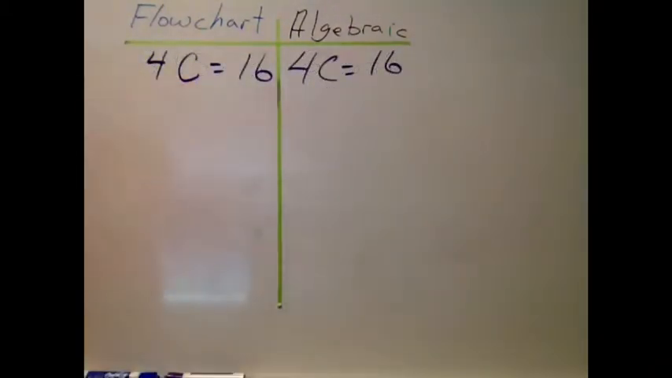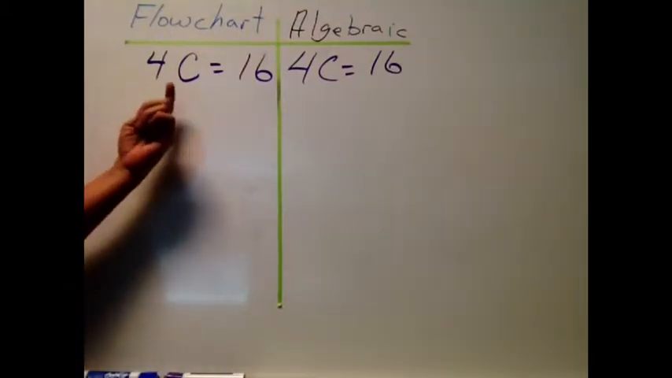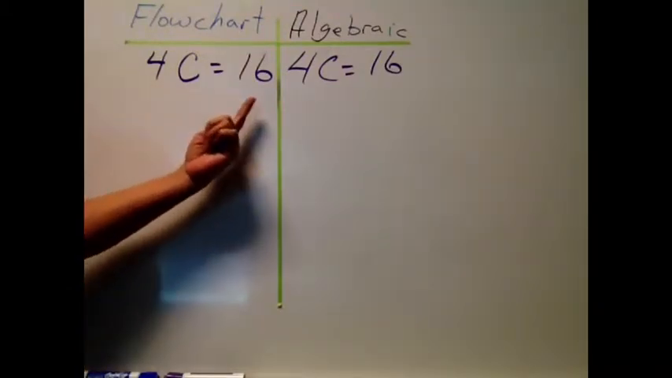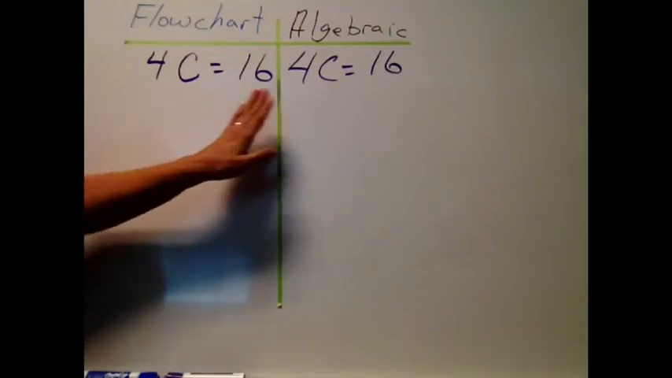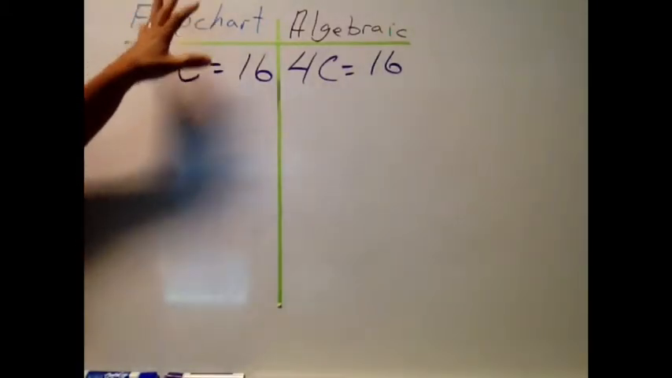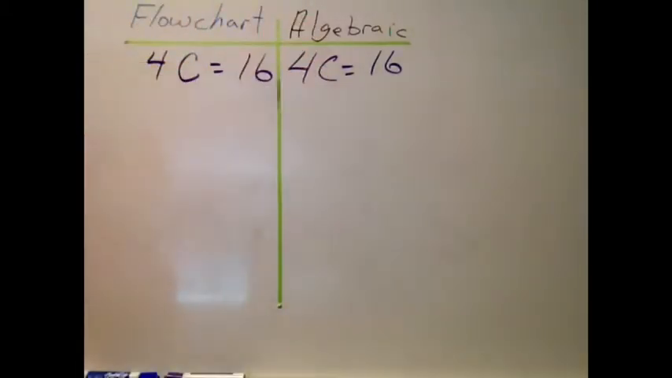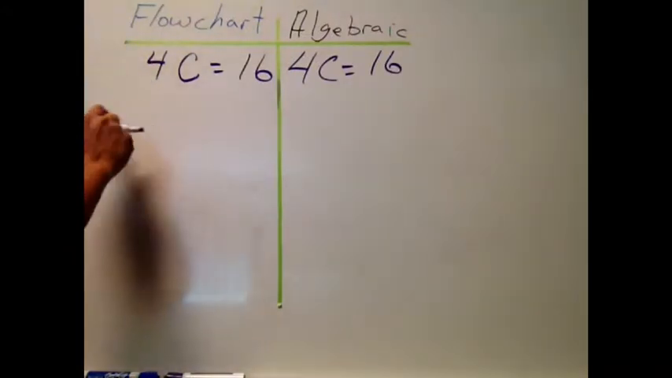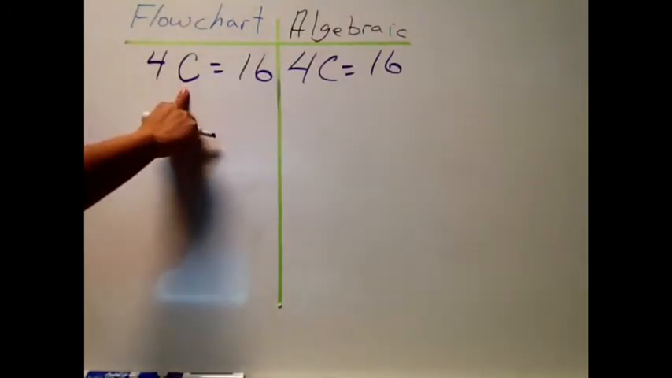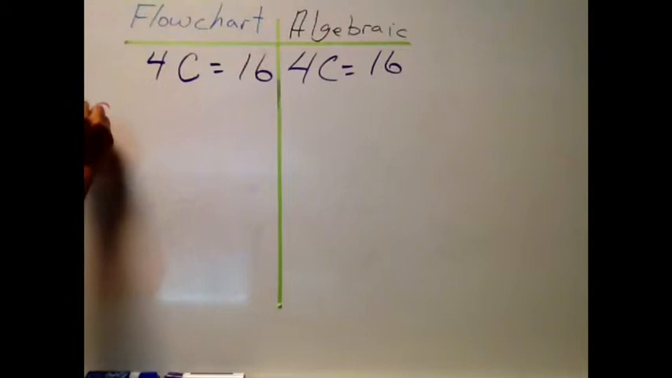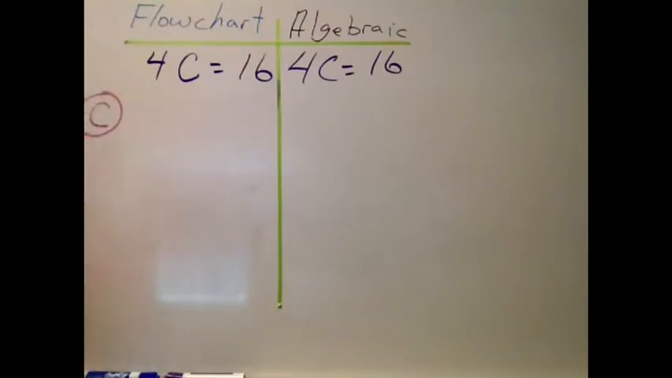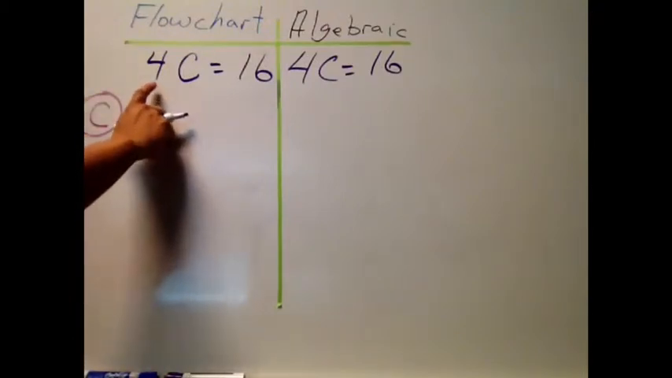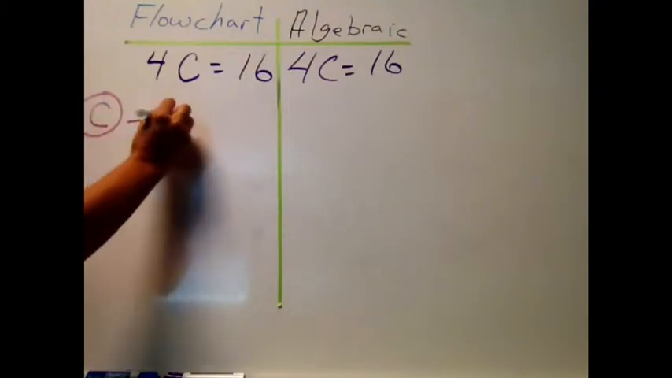Here we have a multiplication problem. We have 4 times C equals 16. And again, they're both the same, but I'm going to do the flowchart here. I'm going to do the algebraic on the right. We want to identify the variable. The variable is C. And what are we doing to it? Well, we're multiplying by 4. So that's what we're going to show.